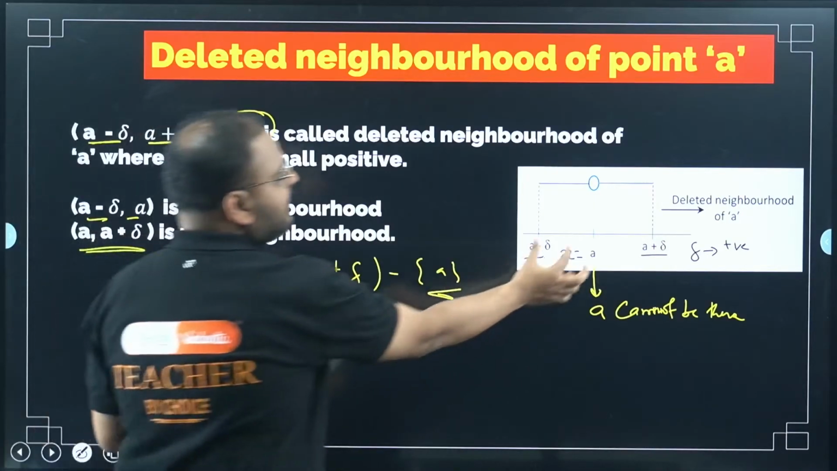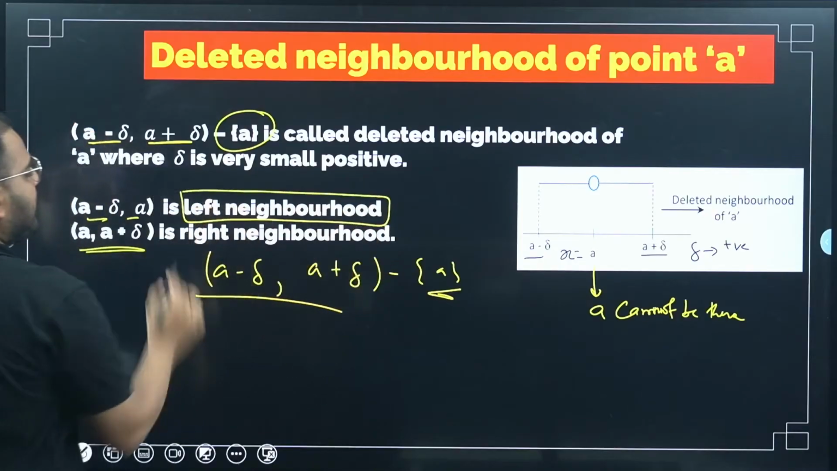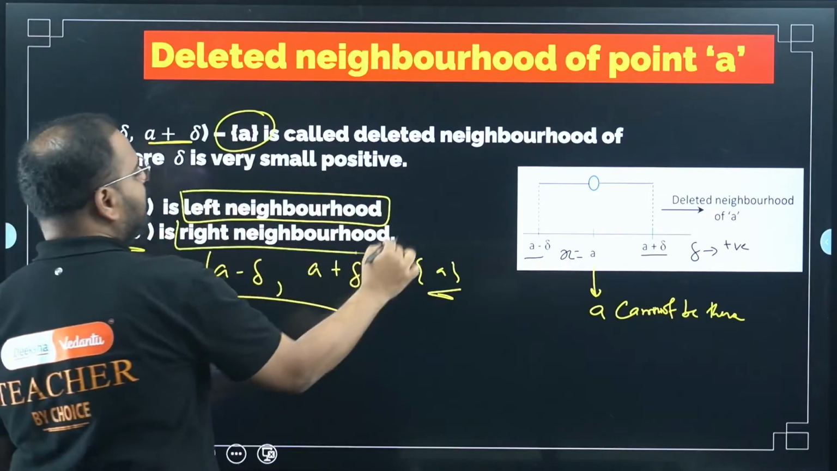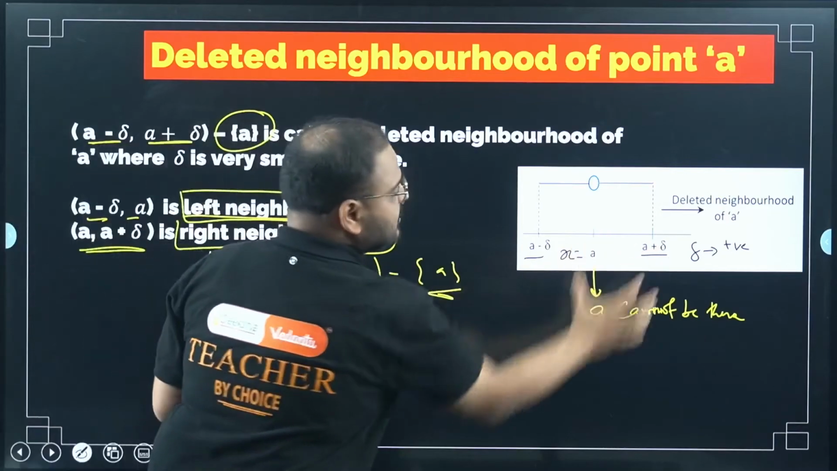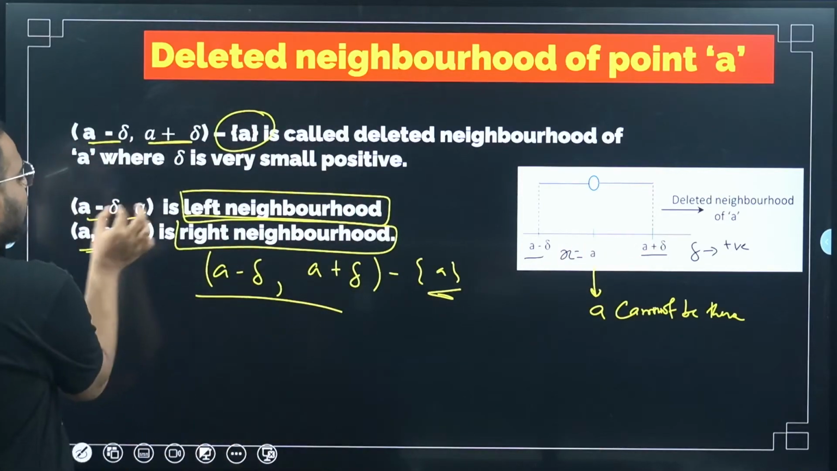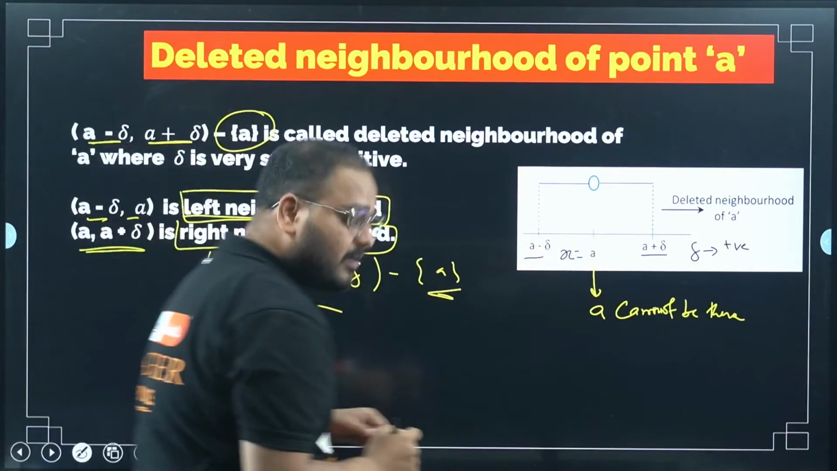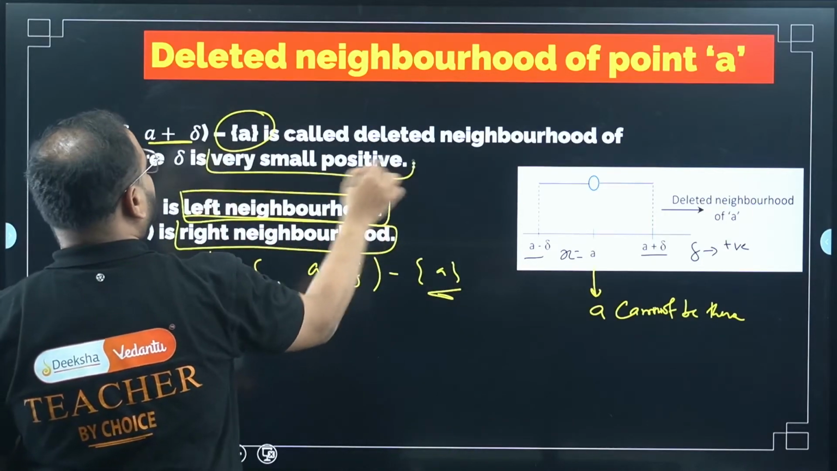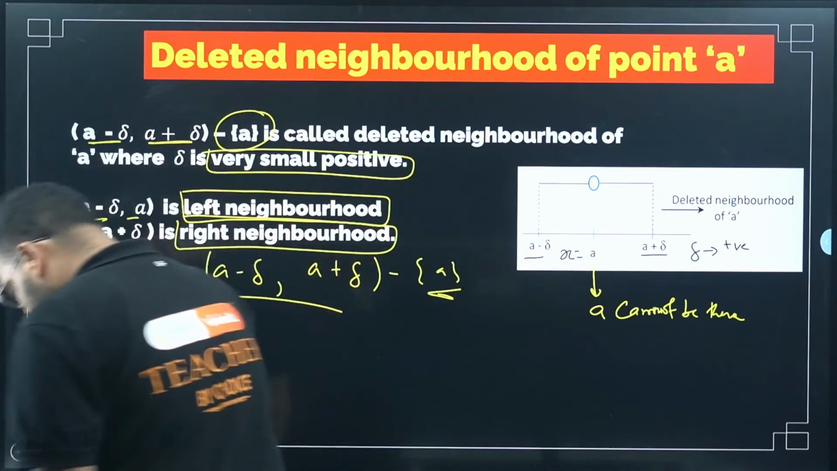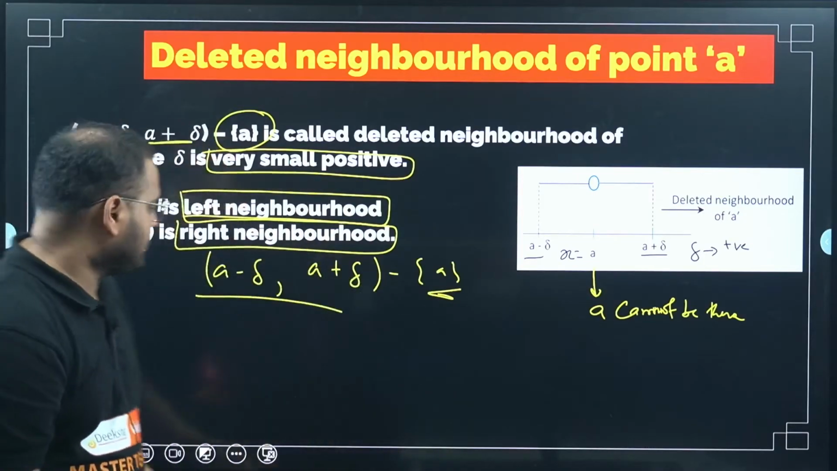The left side is called the left neighborhood of a, and this is called the right neighborhood of a. Obviously, a to a plus delta is the right neighborhood, and a minus delta to a is the left neighborhood. What is delta? Repeat. What is delta? Delta is a very small positive number. Correct, sir? Okay, sir. All right.